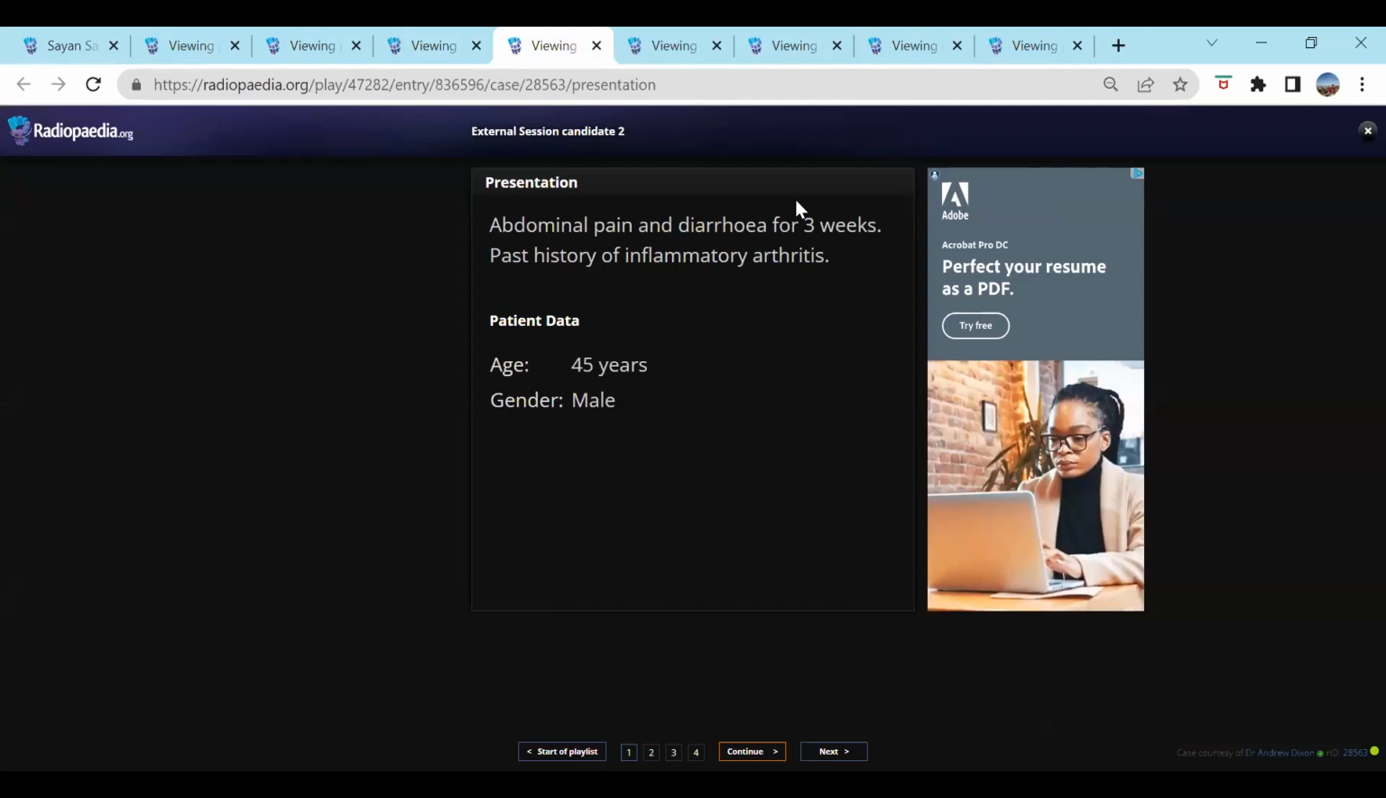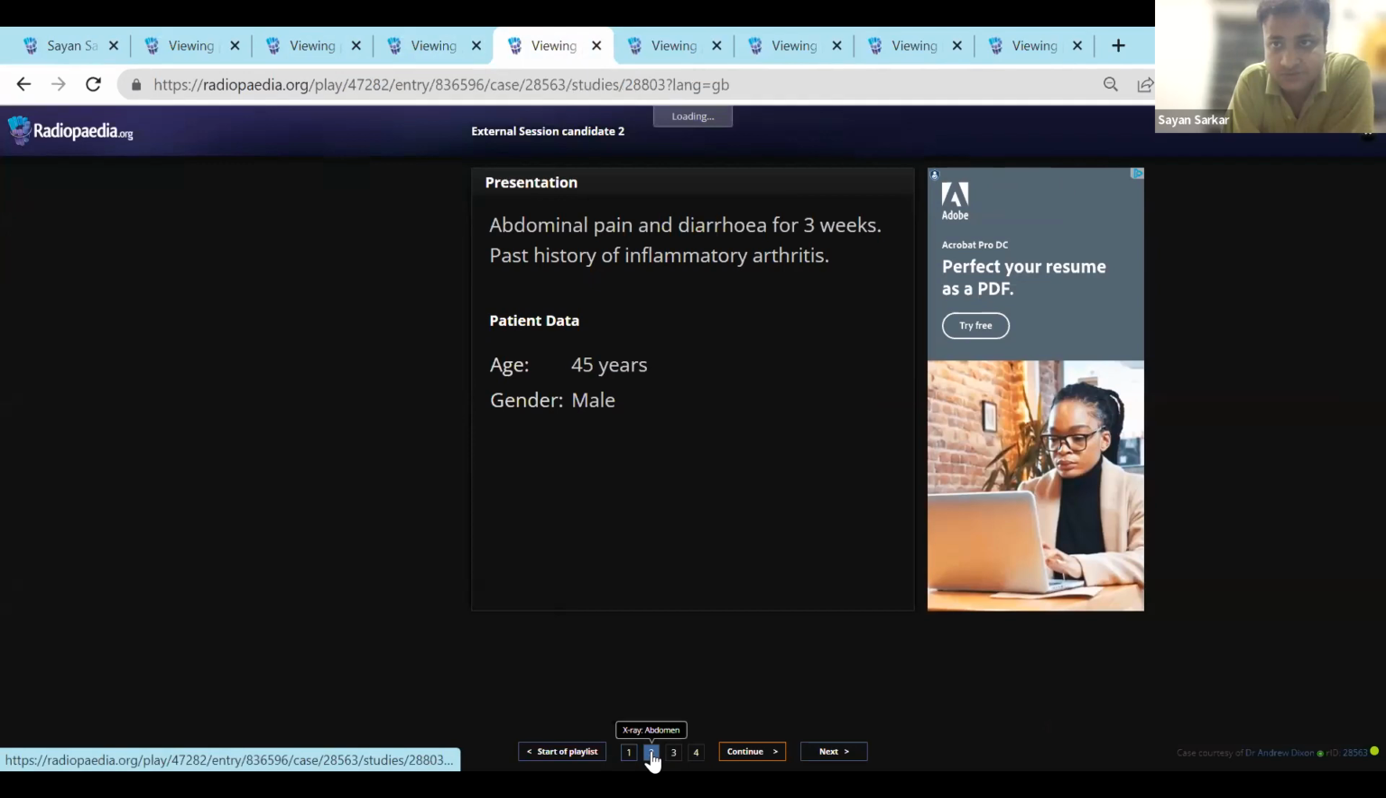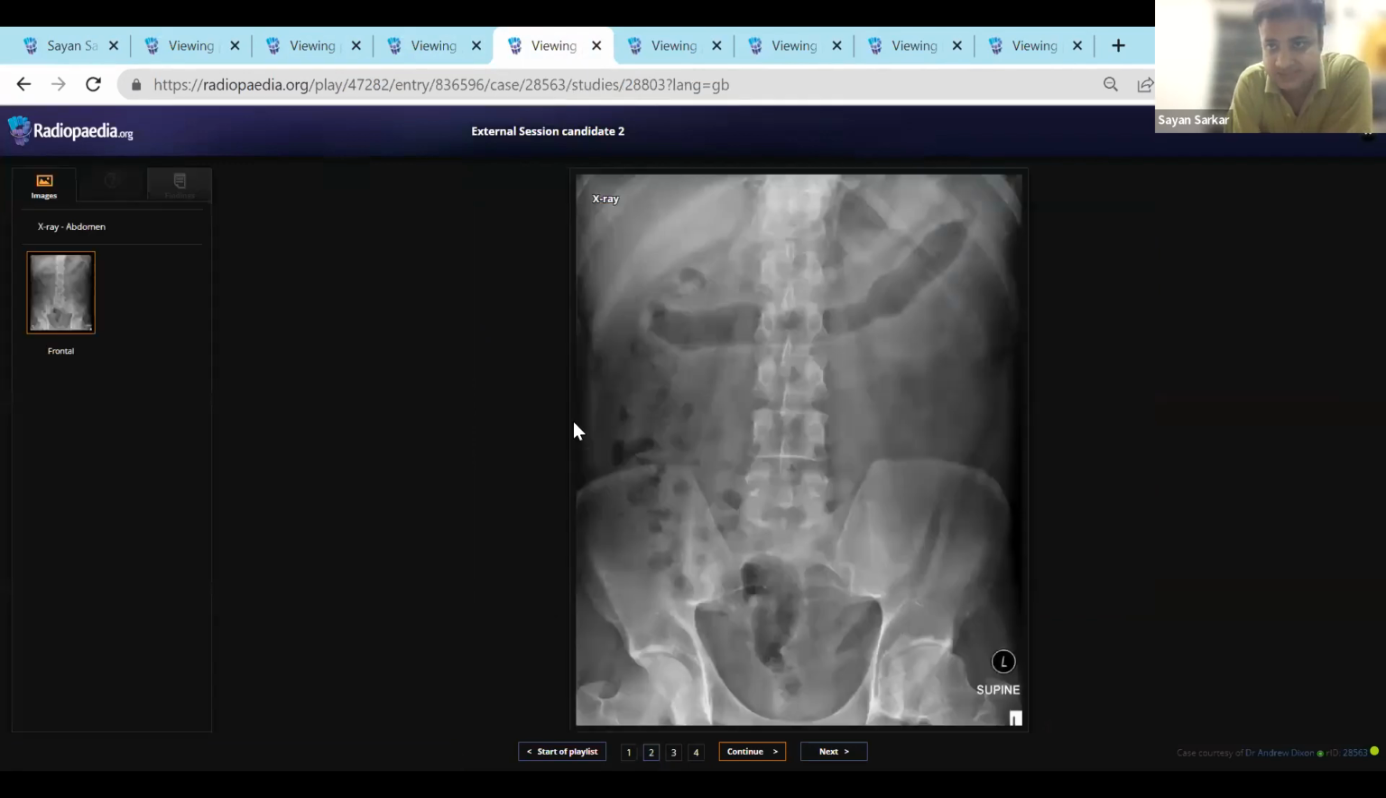Yes, I can. So this is a 45-year-old male presenting with abdominal pain and diarrhea for 3 weeks, and there's a past history of inflammatory arthritis. Right. Yes.